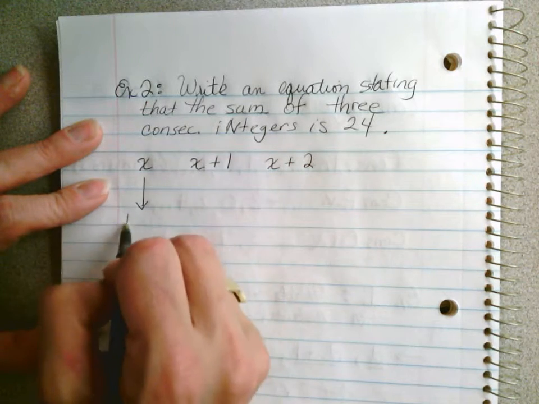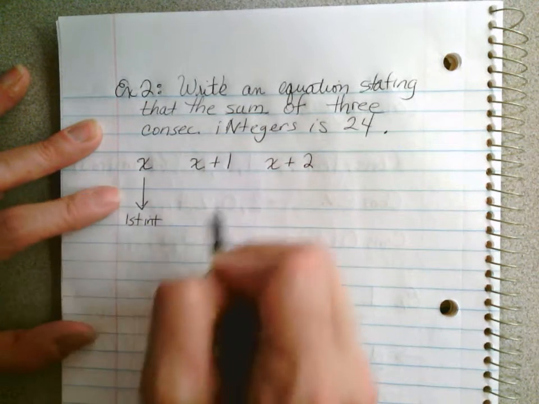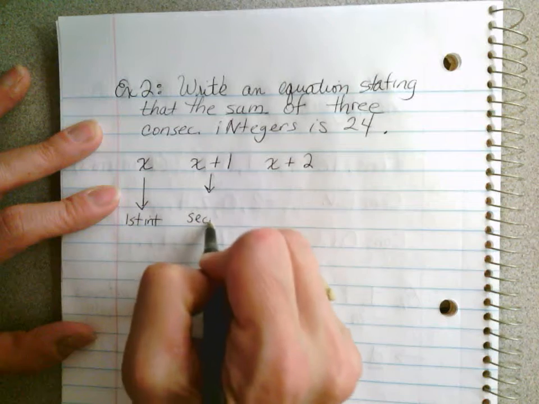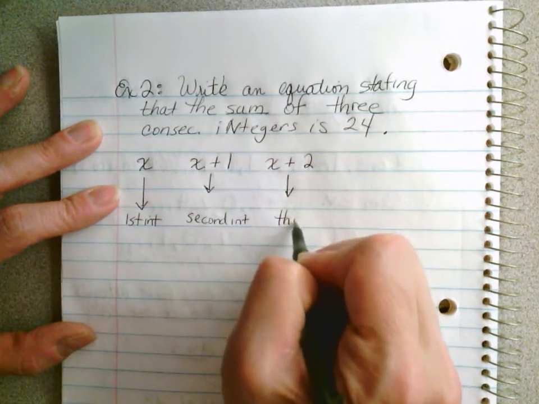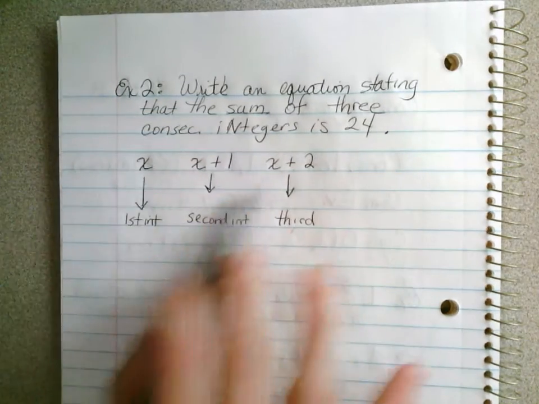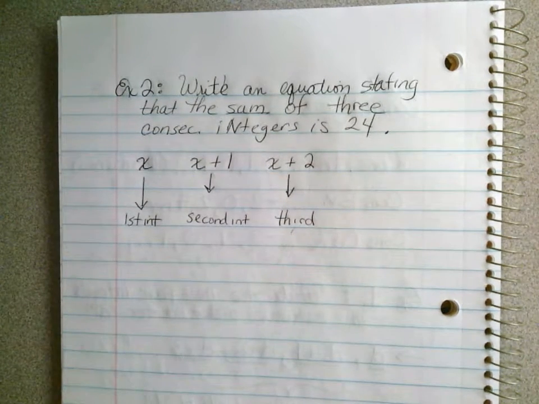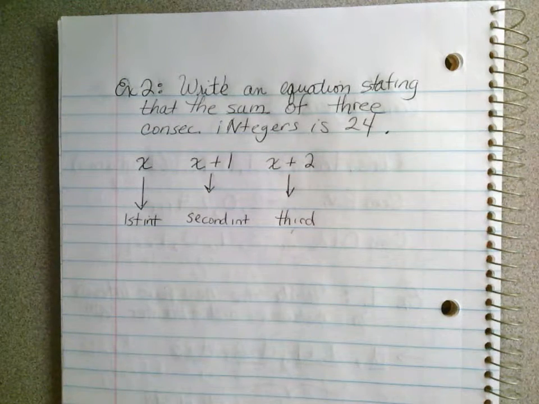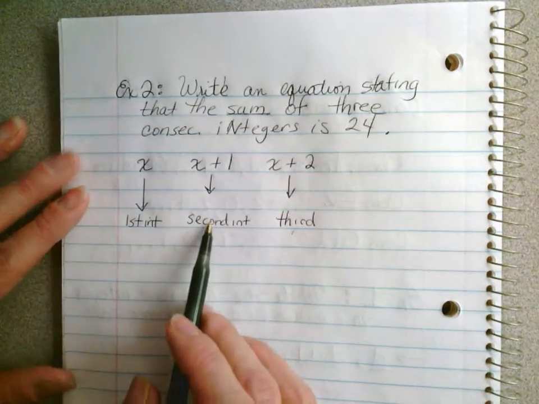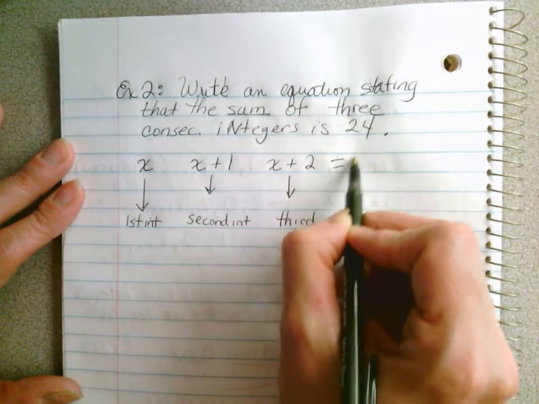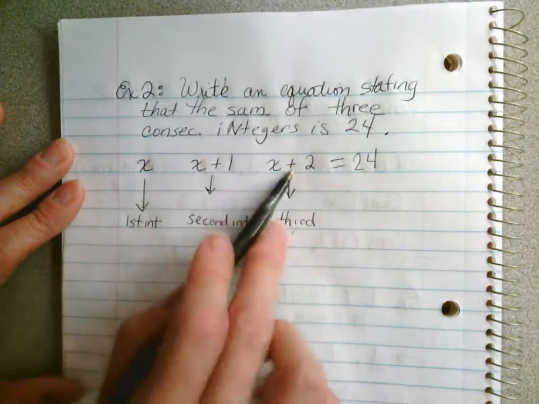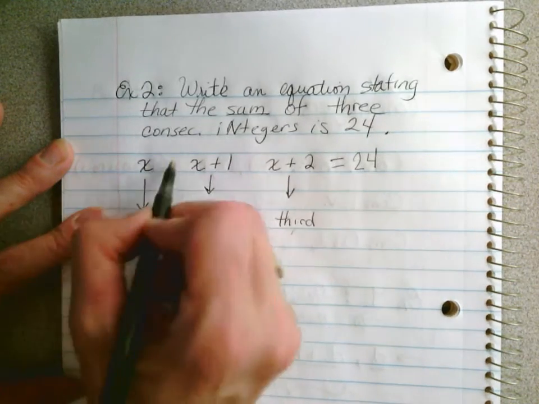So this is the first integer. This is the second integer. And here we have the third. How can I use this to represent the sum of those is 24? What can I do to connect that and turn it into an equation? What do you think, Philip? What can we do? Well, is 24 means, yep. And how can I add these three together? What can I put in these spaces? Yeah.